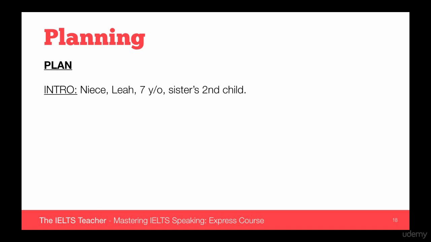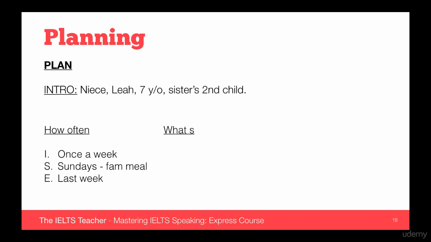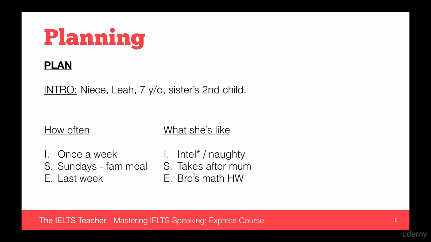The intro is going to be niece, Leah, 7 years old, sister's second child. Notice my note form of writing here. Then, columns for each of the remaining points. How often? Idea, once a week. Support, Sundays. Example, last week. What she's like. Idea, intelligent, naughty. Support, takes after mum. Example, brother's math homework.